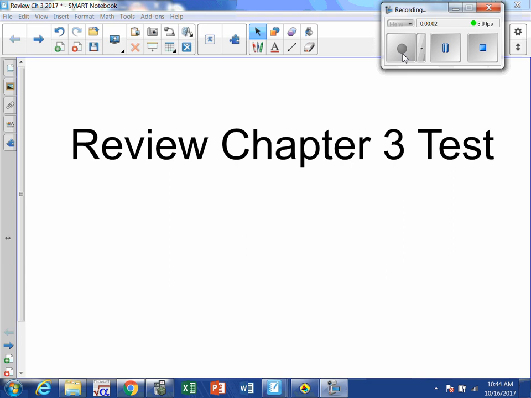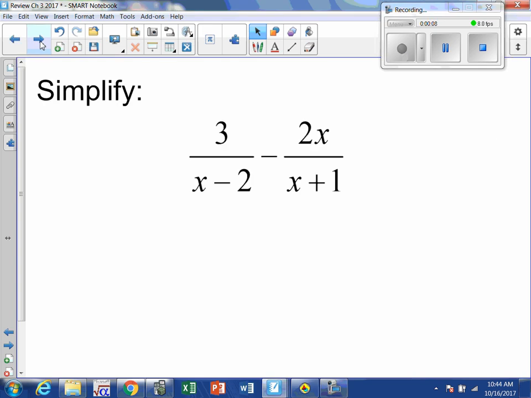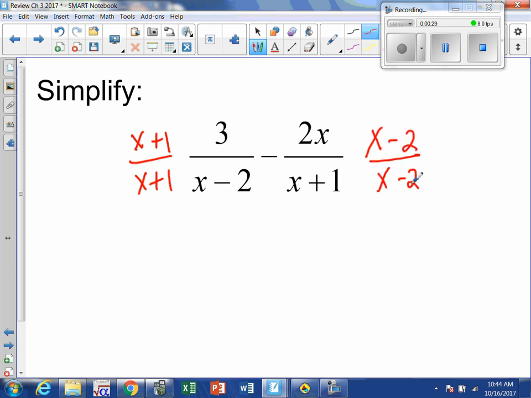In this video, we are going to review the concepts from Chapter 3 to get ready for the test. First, we looked at adding or subtracting rational expressions. Now, to add and subtract rational expressions, the first thing you have to do is get common denominators. So we're going to multiply by x plus 1 over here and x minus 2 over here.